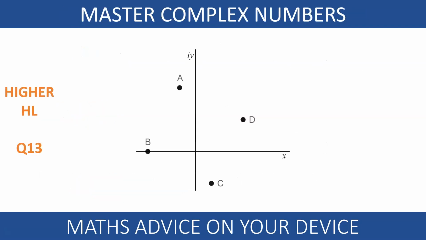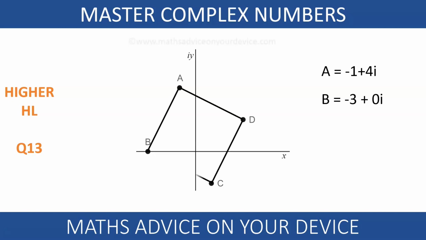In this Argand diagram, the point A represents the complex number -1 plus 4i, and the point B represents the complex number -3 plus 0i. The shape ABCD is a square, and you need to figure out the complex numbers C and D.